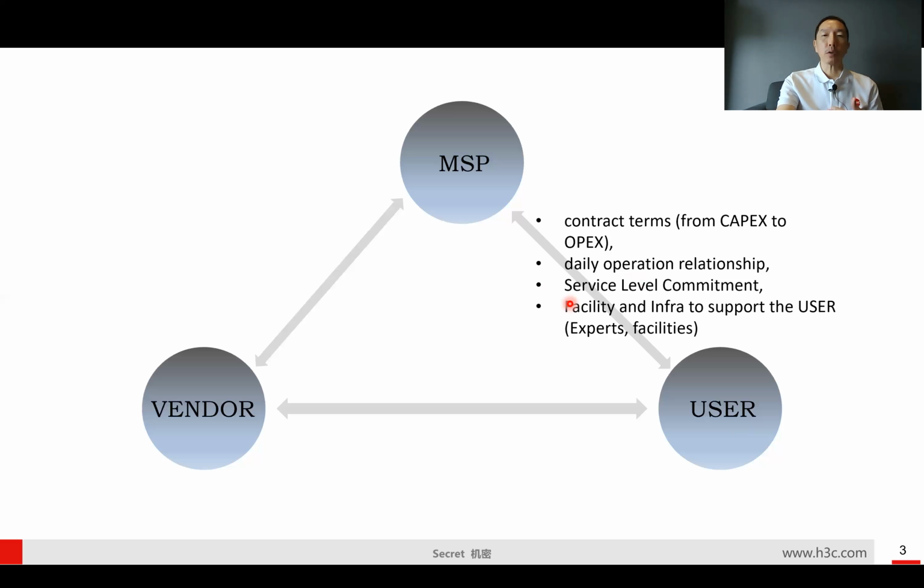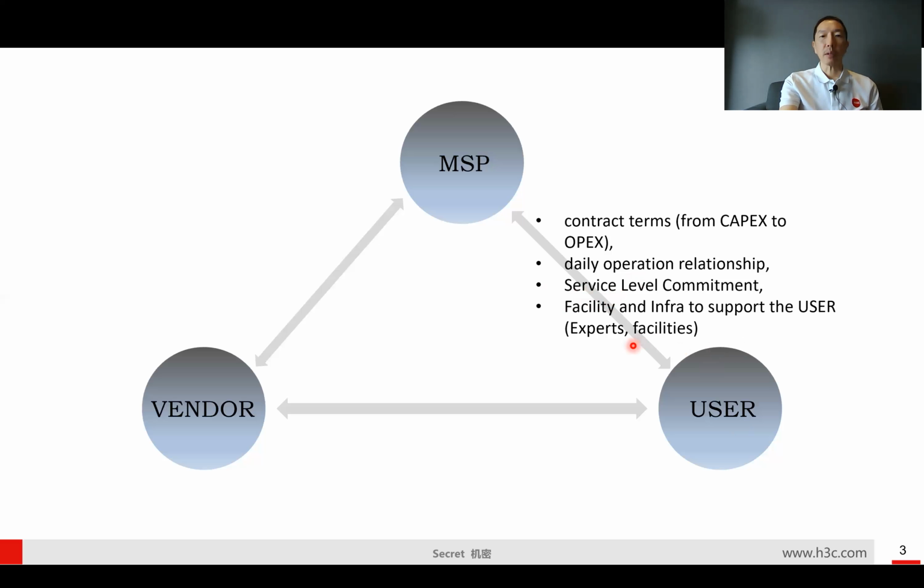And regarding the service level commitment, different users in different industries differ: in education, maybe the service level commitment may not be as high compared to the finance industry. So this part is also a challenge for MSP and user to have a successful business model, because the MSP needs to maintain a very flexible infra to support different customer expectations.